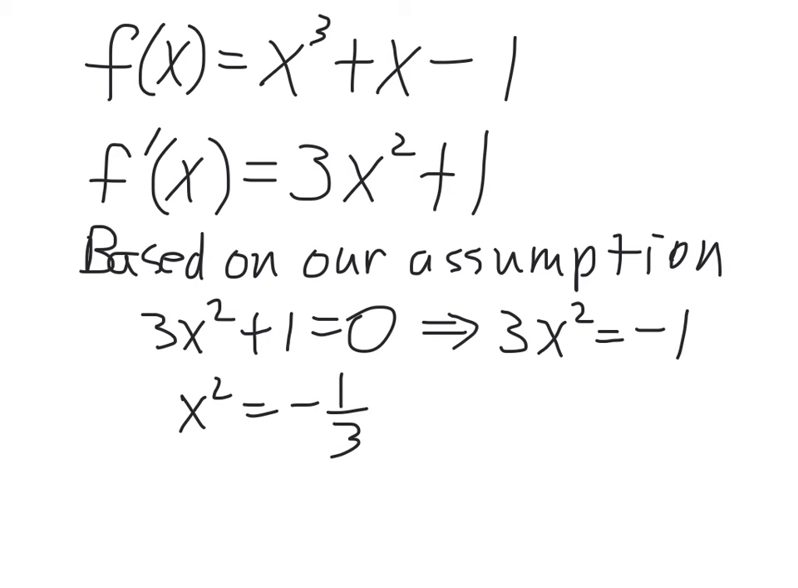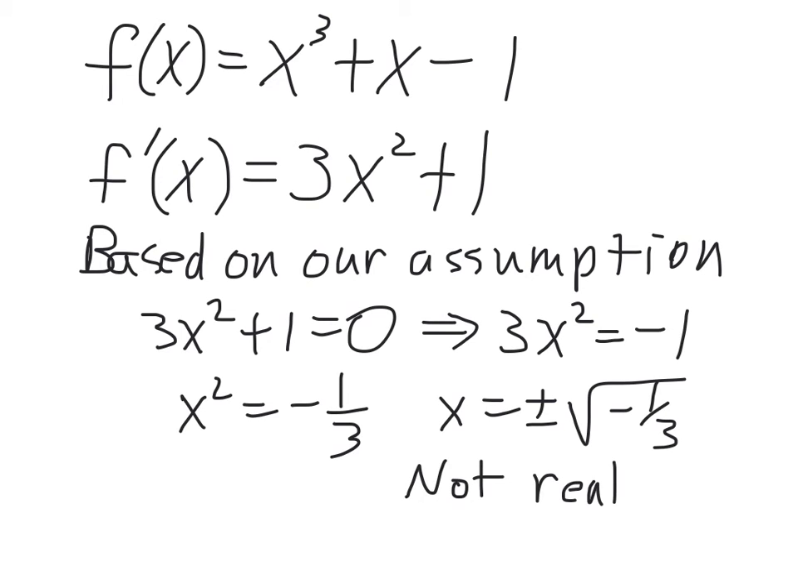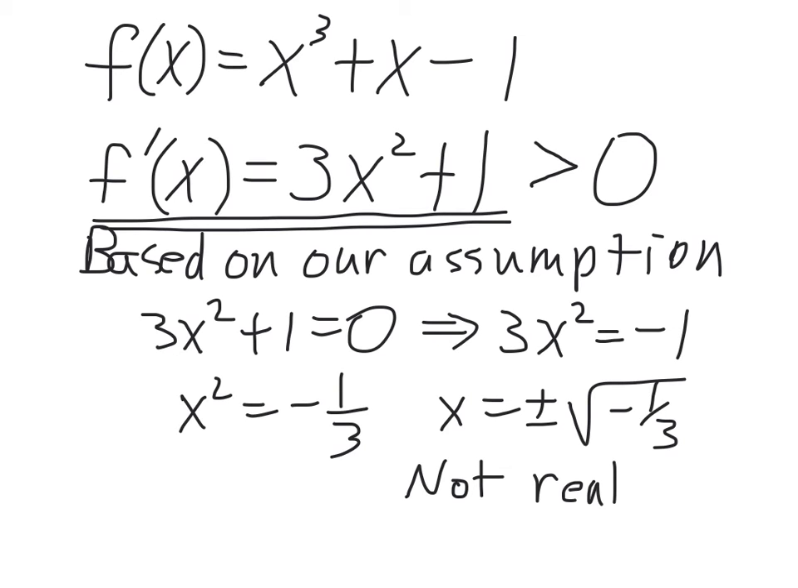What do we get when we square root a negative? Turns out to be complex numbers, not a real number. So what we find out really is that the derivative, looking over the entire function, not just between 0 and 1, but we can look at this for the entire function, the derivative is going to be greater than 0 for all x.